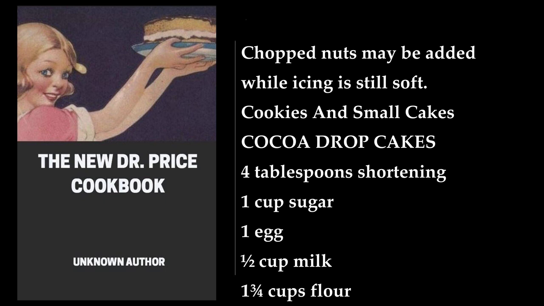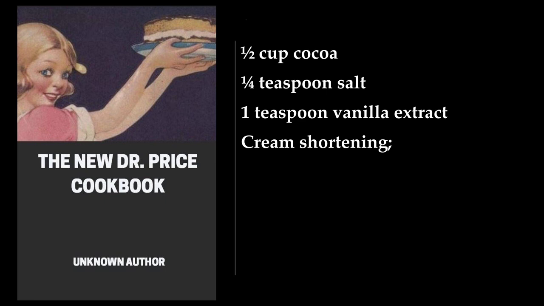Cookies and small cakes. Cocoa drop cakes. 4 tablespoons shortening. 1 cup sugar. 1 egg. 1/2 cup milk. 1¾ cups flour. 3 teaspoons Dr. Price's baking powder. 1/2 cup cocoa. 1/4 teaspoon salt. 1 teaspoon vanilla extract. Cream shortening.